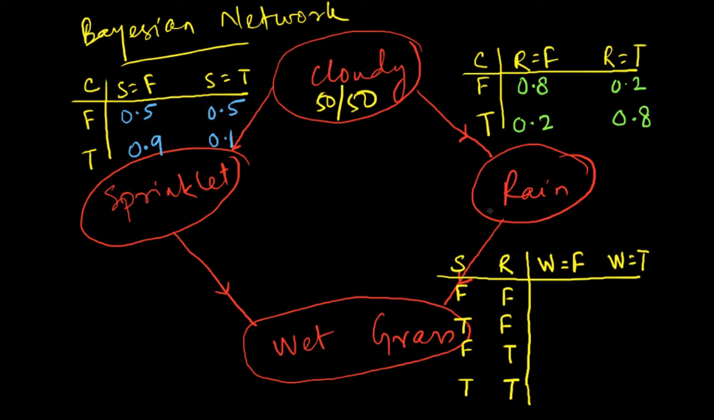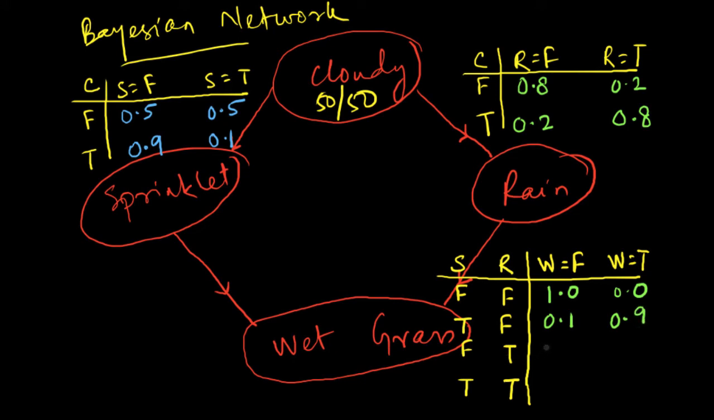Now let's fill up these values. So if the sprinklet was off and there was no rain, then clearly your grass is not wet. So wet grass is going to be false with probability 1. So let's put 1 over here and 0 over here. If your sprinklet is true and the rain is false, then your grass is going to be wet most likely, unless it is very hot and dry and all the water is evaporating very fast. So that's what it is.